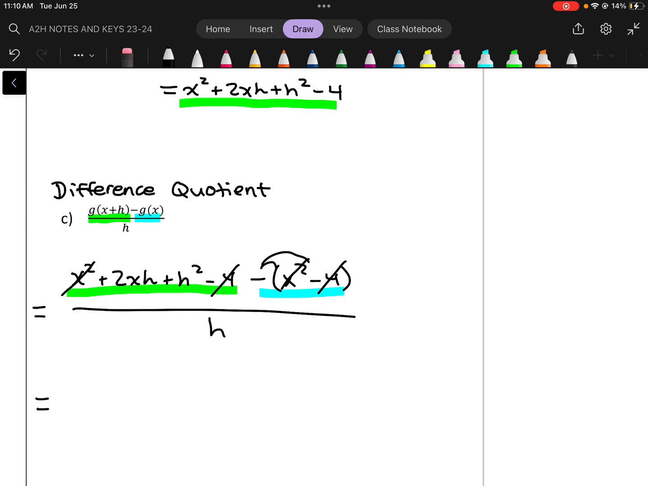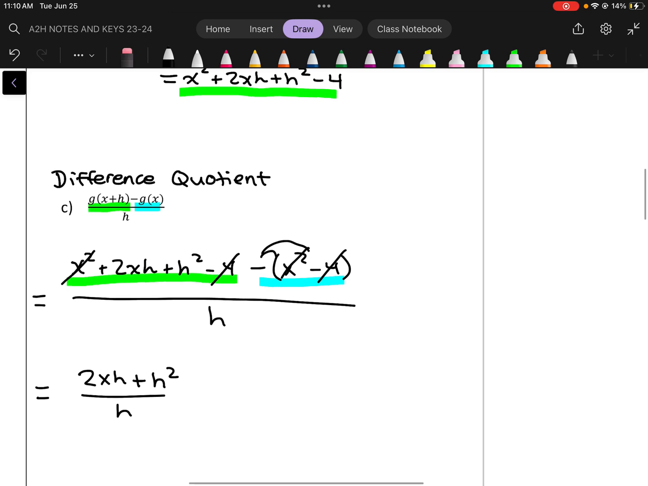So what I'm just left with now is 2xh plus h squared over h. Now, one thing you can do here is ask yourself, is anything going to simplify? And the answer is yes. We can take out an h from here, and actually divide that h to 1 and simplify and get 2x plus h.